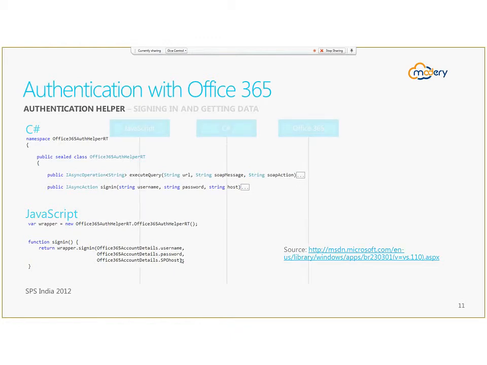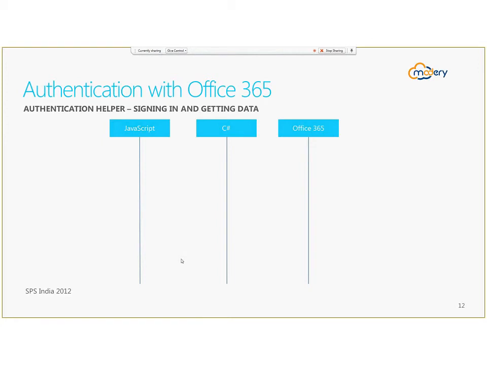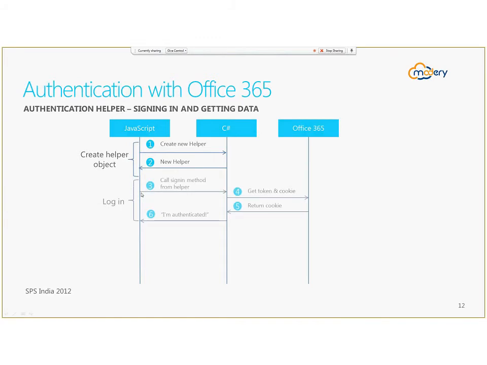Now, how does that generally work once we want to do something here? From our JavaScript code, as you just saw, we first create a new helper object. Basically, we instantiate the C# class that we have. Once we've got that helper, we call the sign-in method from that helper, which in the background starts the whole authentication process with Office 365, which we've seen before. So it fetches the token and the cookie and then returns the cookie. Now I keep that cookie within my helper class here, so any future queries that I execute to Office 365 will pass on that cookie.